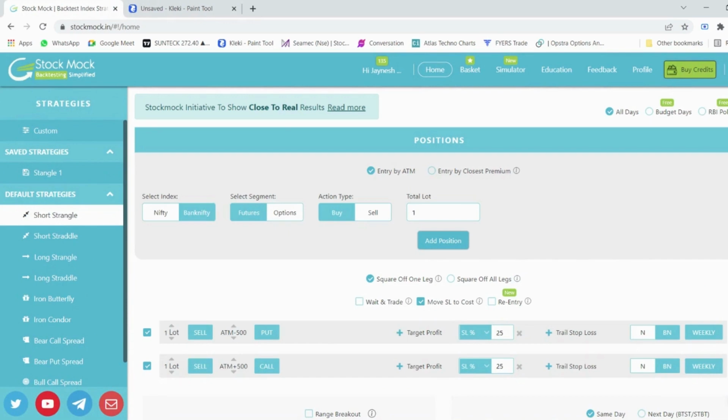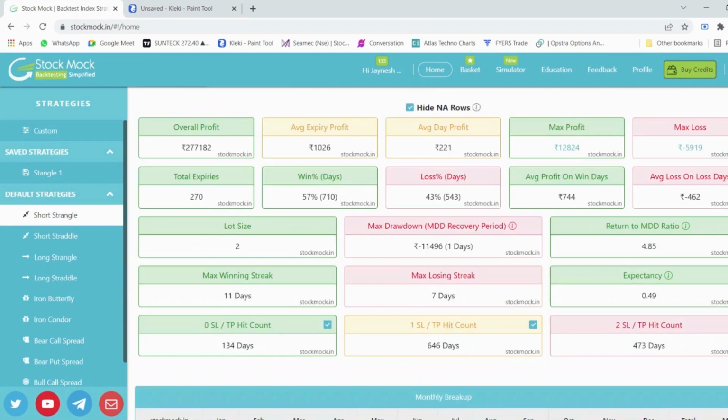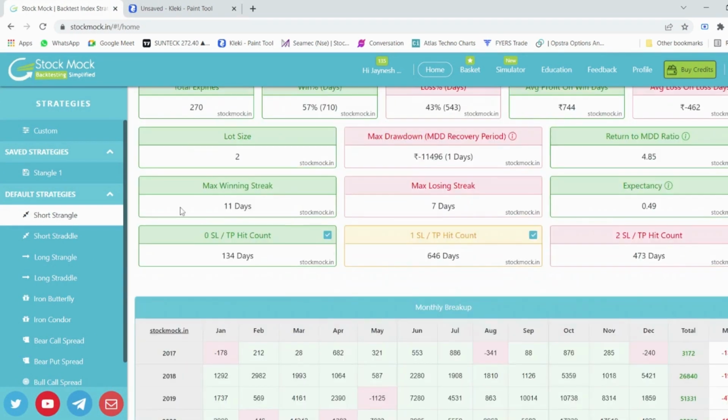So if we look at the strategy here downside, now we have max winning streak of 11 days. That means we have never made a loss for 11 days, and max losing streak for 7 days. That is, we have lost continuously for 7 days.